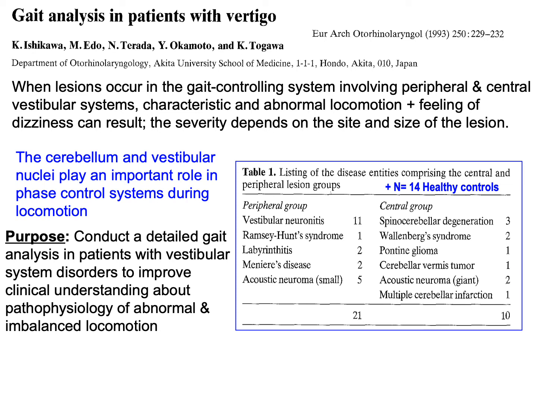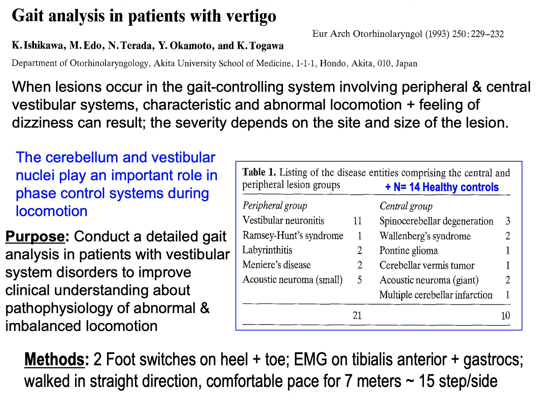They also had individuals that were healthy control matches, so they had 14 individuals. Within the peripheral group, they had 21 participants, and they had a series of different pathologies underneath this. So acoustic neuroma, so that's a type of lesion within the brain, Meniere's disease, a whole host there you'll see. And then within the central group, they had individuals with spinocerebellar degeneration, cerebellar tumors, those types of issues, and they had 10 individuals within that group.